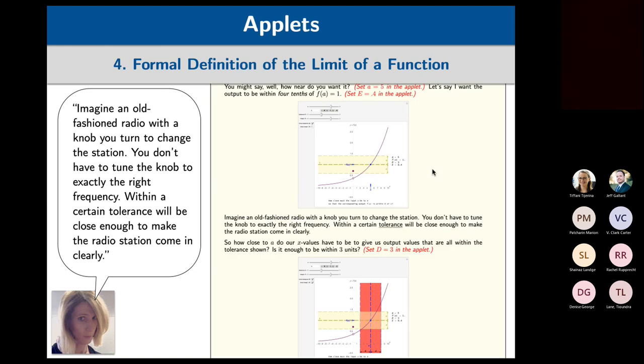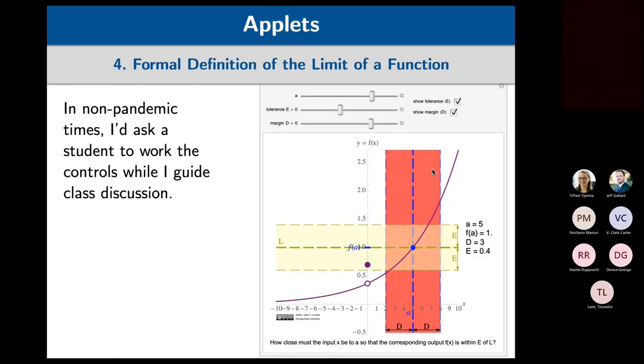So what I would say in person is pretty much what appears in the workbook. In person, I would have a dialogue. Well, how near do we want the function to be to the limit, and so on. I ask the students to do what I would have done in class in the workbook. So they get some reasonable simulation of a classroom presentation.